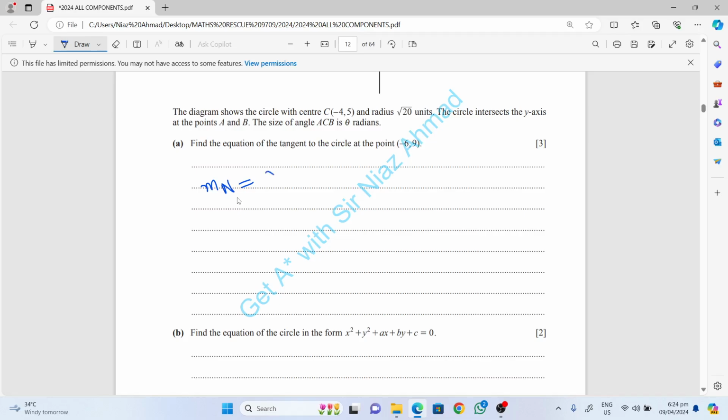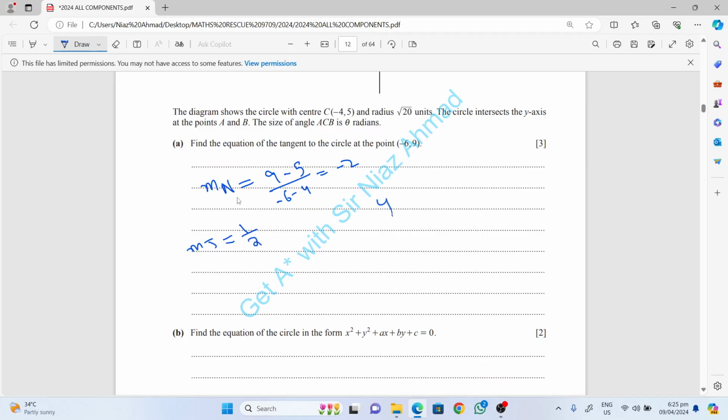that is y2 minus y1, 9 minus 5. I'm getting the gradient of the normal, 9 minus 5 over minus 6 minus 4. So it will be giving you minus 2. So what is the gradient of the tangent? Gradient of the tangent will be the negative reciprocal of the given, and that is 1 by 2.